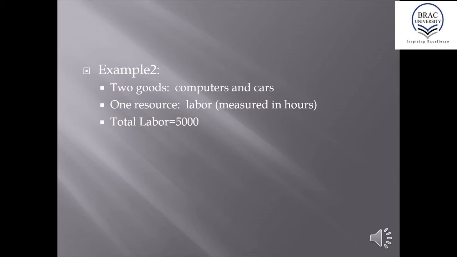Now we see another example. Again, we have a two-good economy which produces only computers and cars, and the economy has only one resource, that is the labor resource, which is measured in hours, and the total amount of labor here is 5,000.